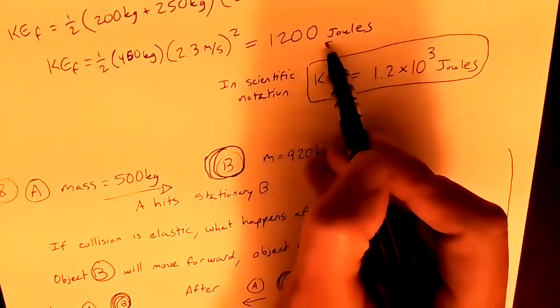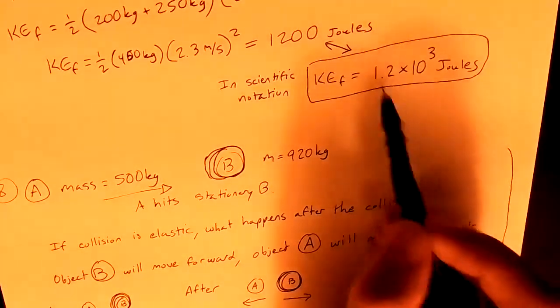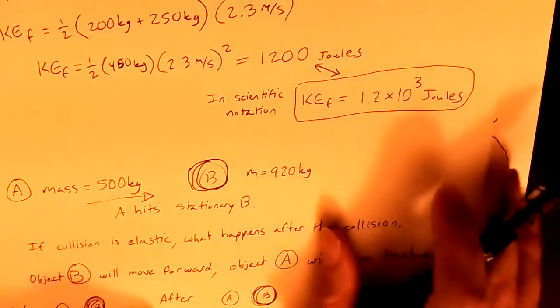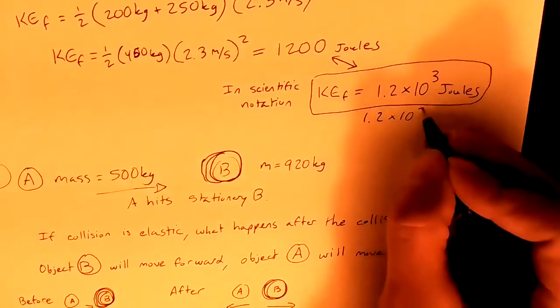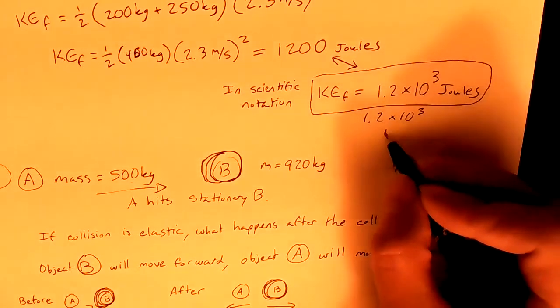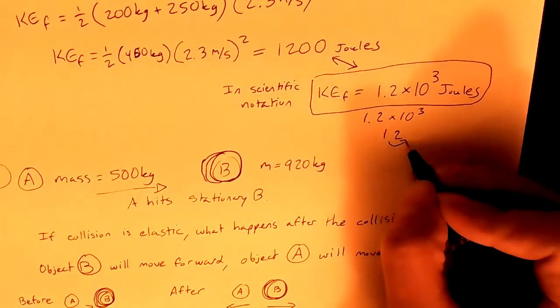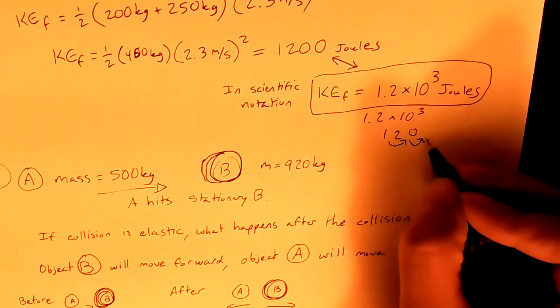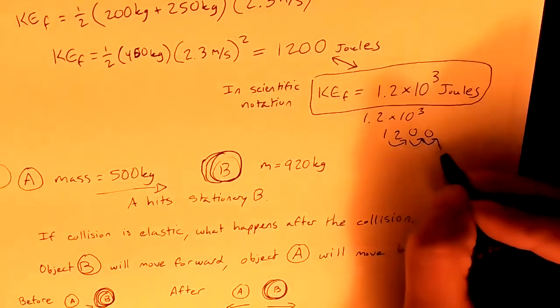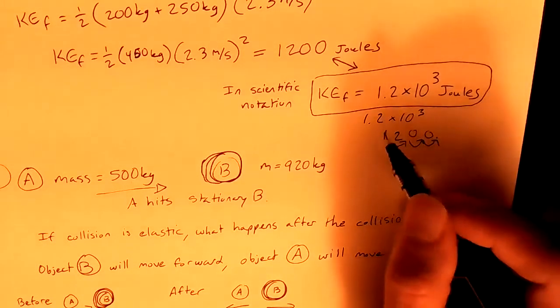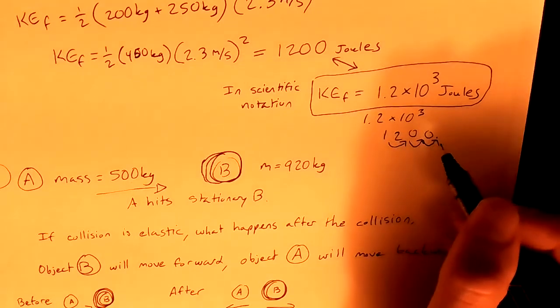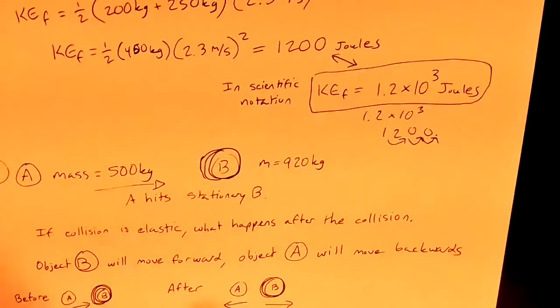Well, these numbers are the same. And let me know if you need a refresher on scientific notation. 1, 2, 3. That's all it means. 10 to the 3 means you're moving the decimal over 3 times. Okay, good pattern to get into.